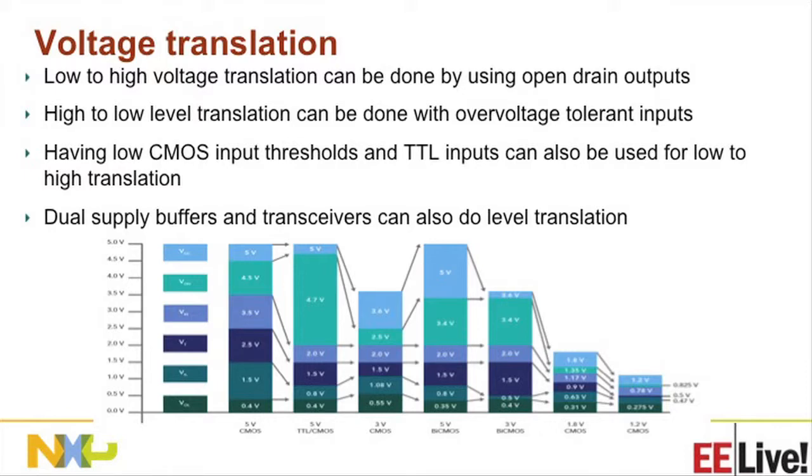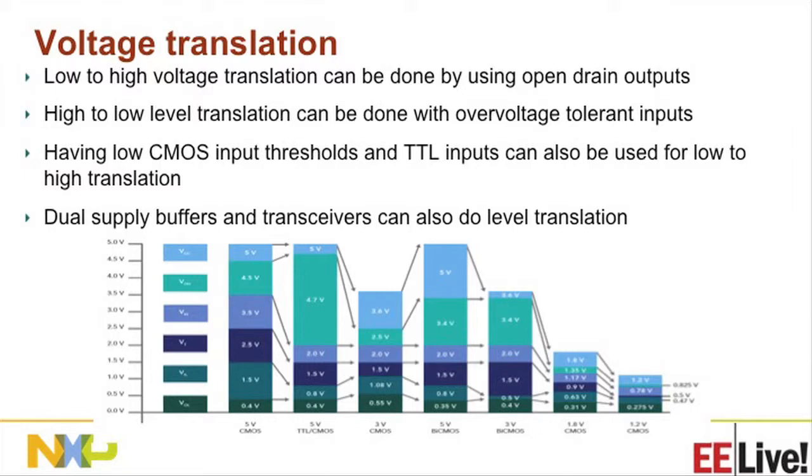Some of these devices have low CMOS input thresholds. So what that means is the device will trigger with the signal which is lower than typical CMOS thresholds, but then your output will always swing to supply voltage. Same is the case with the TTL inputs. The devices with the T in there are TTL variants. So they will switch at 2 volts for high and 0.8 volts for low. So that can also be used for low to high level translation.